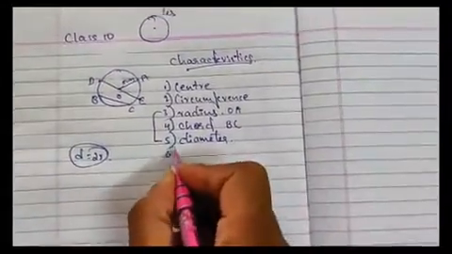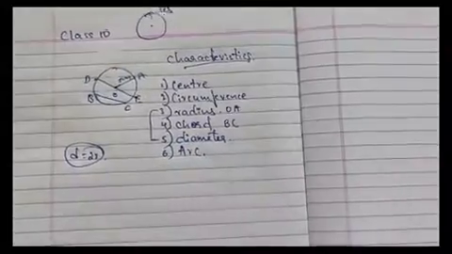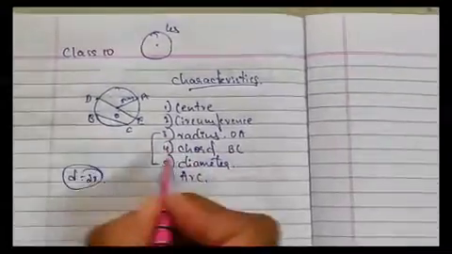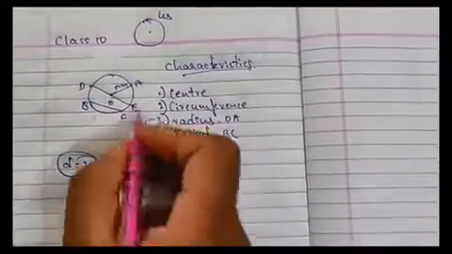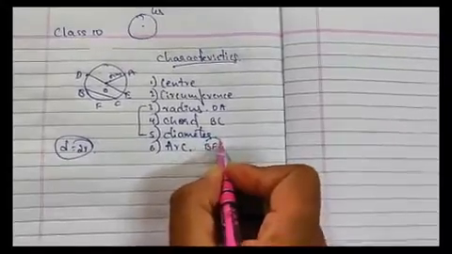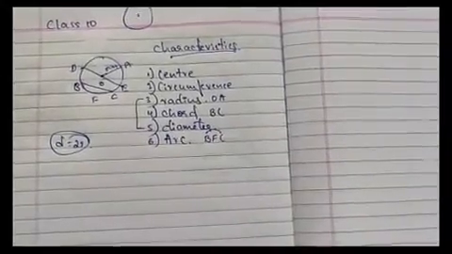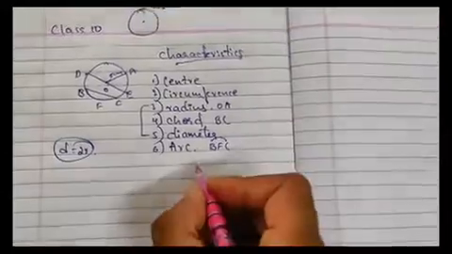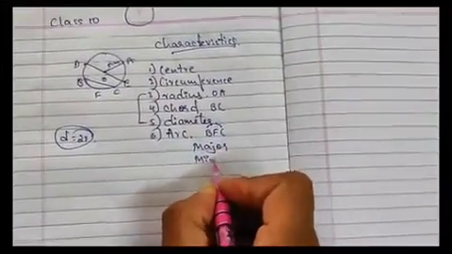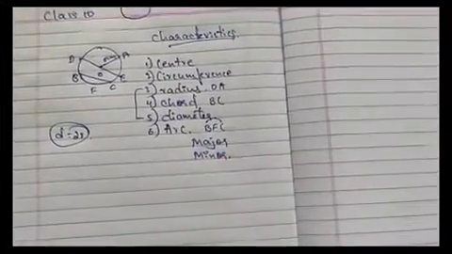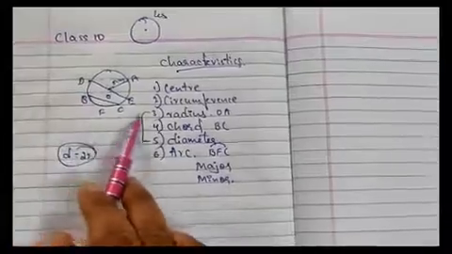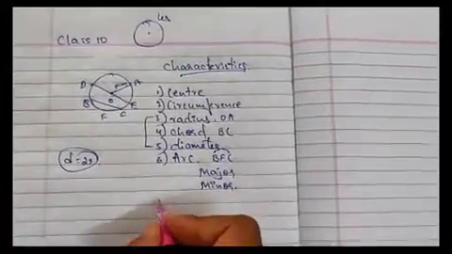For example, we have an arc. What is an arc? An arc is a part of the circumference. For example, if I have to name an arc, I will name it BFC. This is an arc. There are 2 types of arcs: one is the major arc, the second is the minor arc. The biggest part of the circumference is the major arc. The smallest part of the circumference is the minor arc.